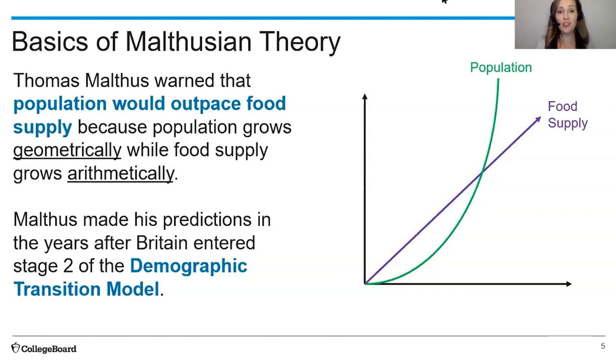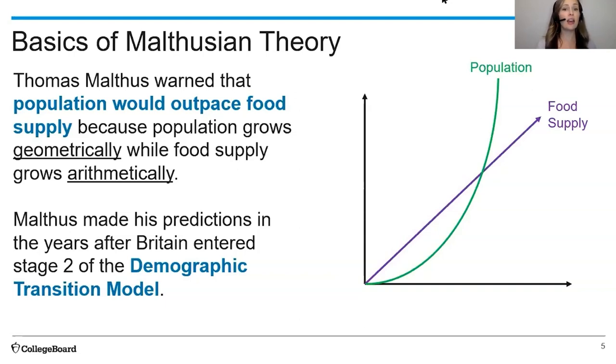If you remember in the previous lessons, you learned that stage 2 is this period of time with explosive population growth, where the death rate drops and the birth rate remains high. So we see large numbers of people being added to the population.